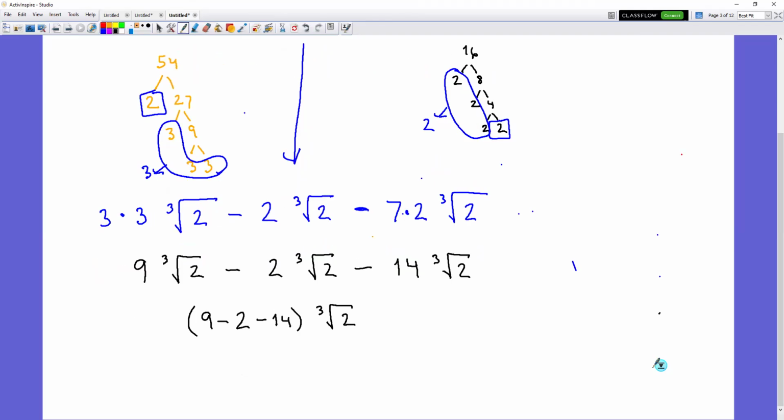So 9 minus 2 is 7. 7 minus 14 is negative 7. So therefore, the solution to this will be negative 7 cube root of 2. And that is the answer to this problem.